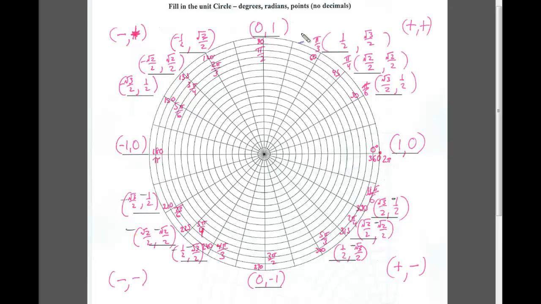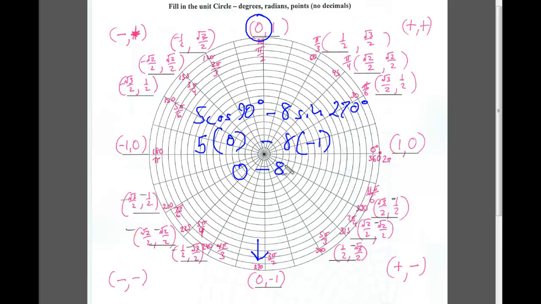Okay, so we've got a little bit trickier algebra here. We got 5 cosine of 90 degrees minus 8 sine of 270 degrees. Alright, so first of all, 5 times the cosine of 90. At 90 degrees, the cosine is the x value, so this would be 5 times 0, minus 8 times the sine of 270. At the 270 mark right there, the sine is the y value, so that's our -1. So 0 minus 8 times -1, the answer is a positive 8.